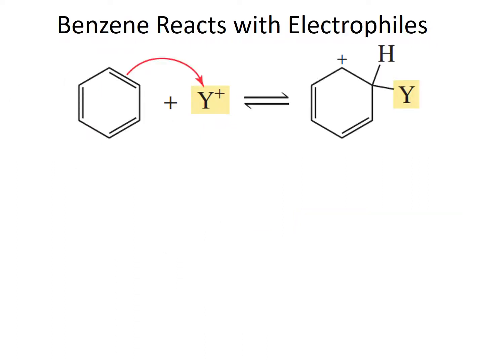These are going to react with electrophiles very similar to alkenes. It's just the type of electrophiles we're making are going to be very different. Notice your arrow here, your double bond acting as the nucleophile, picking up your electrophile. This creates a carbocation at the other position.